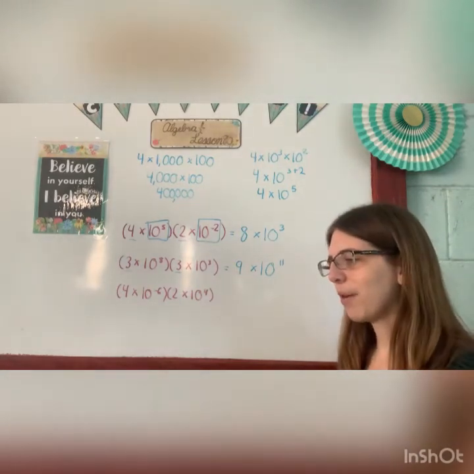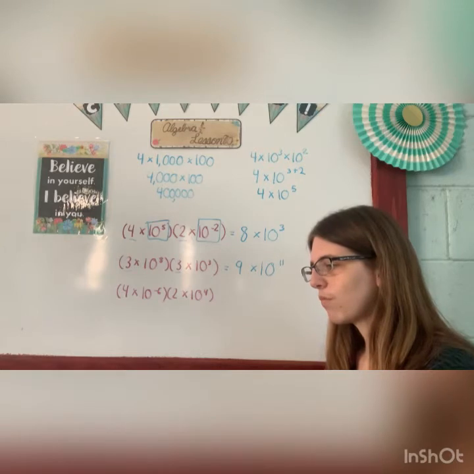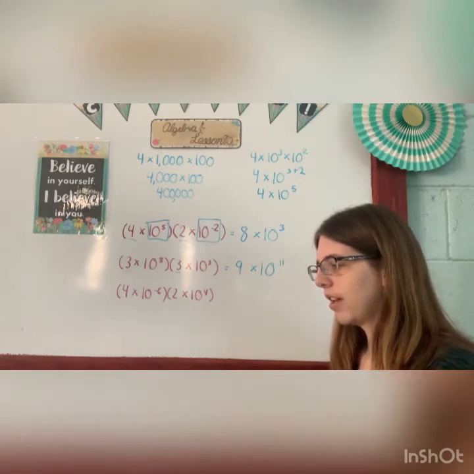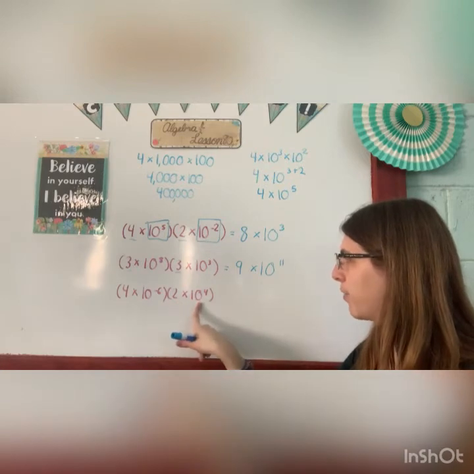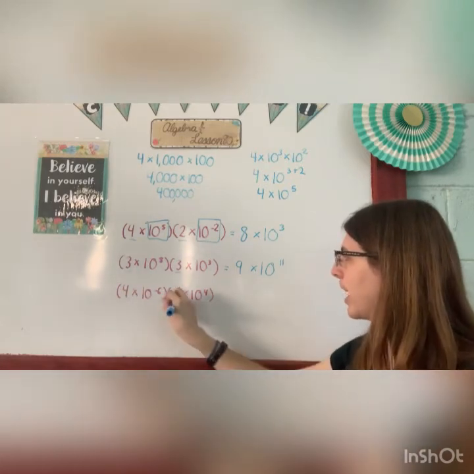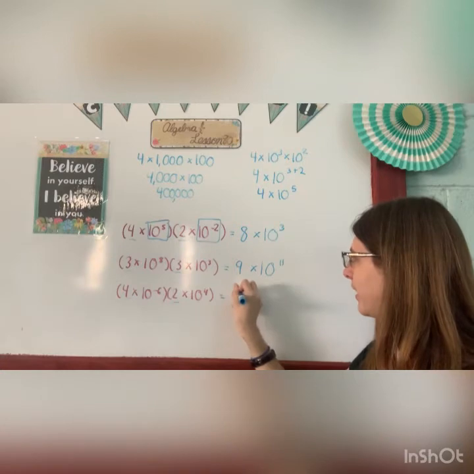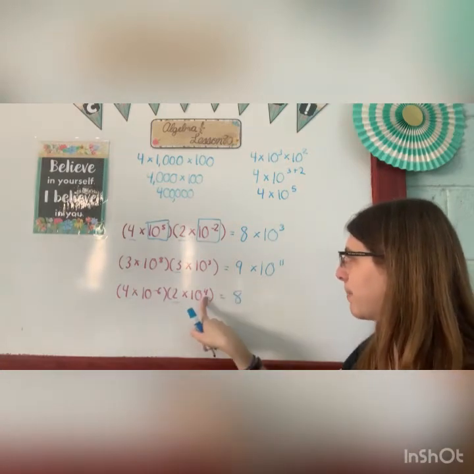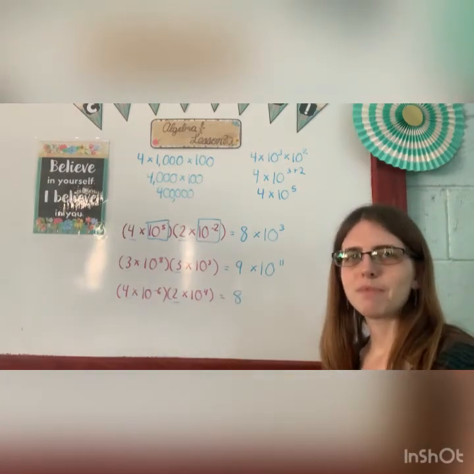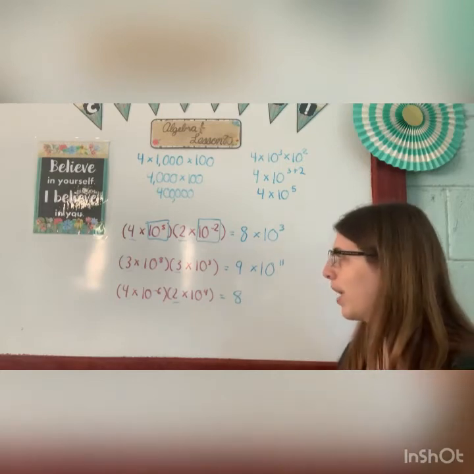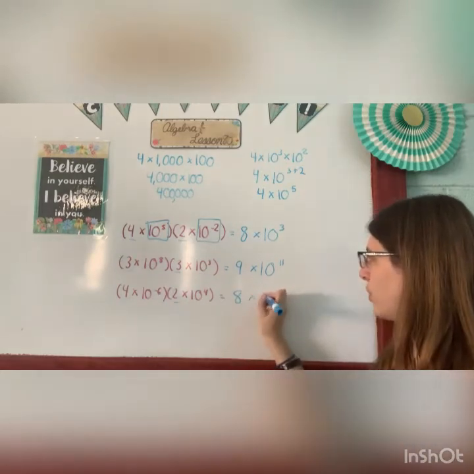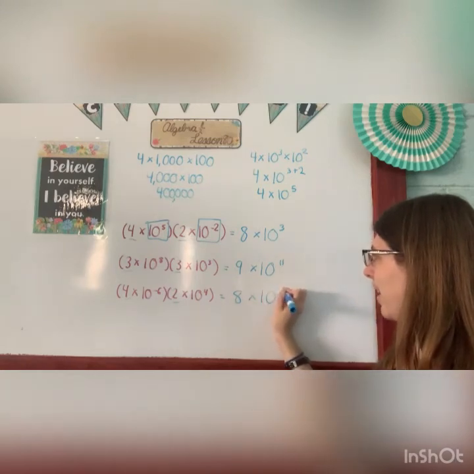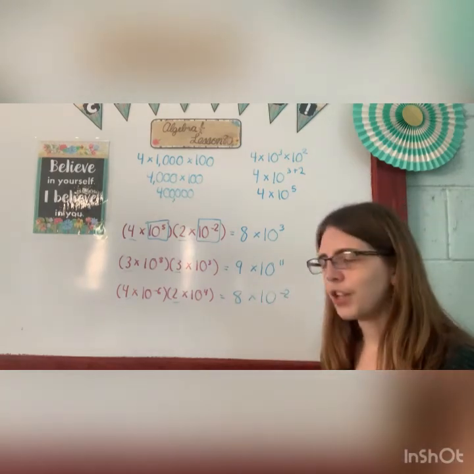All right, let's try one more. I have 4 times 10 to the negative 6 times 2 times 10 to the positive 4. Multiply my 4 times 2, that gives me 8. Negative 6 plus a positive 4. Remember, you subtract 6 minus 4. What has the greater absolute value? The negative 6, so your answer is negative 2. So it would be 8 times 10 to the negative 2.